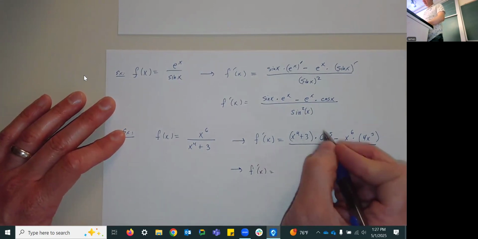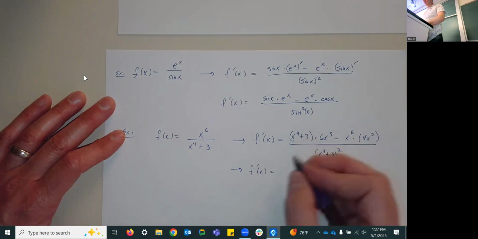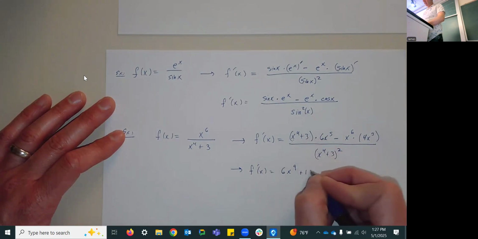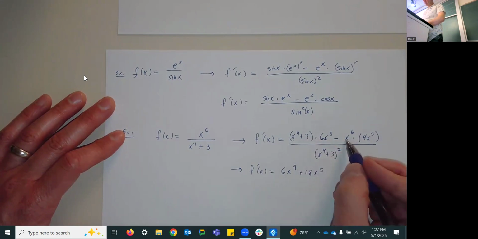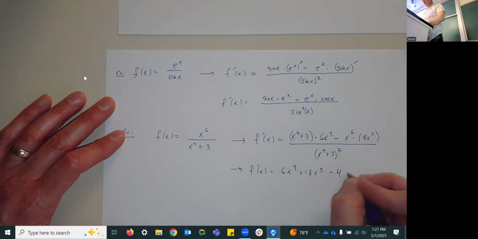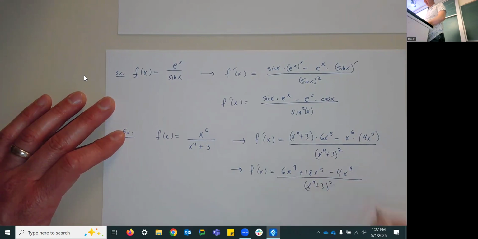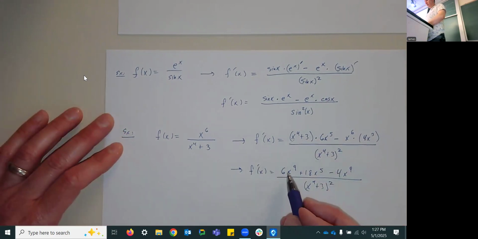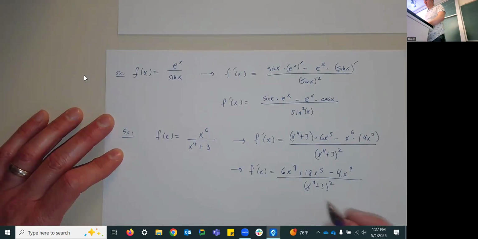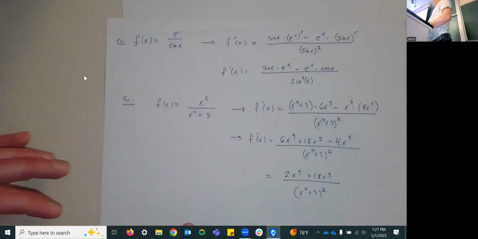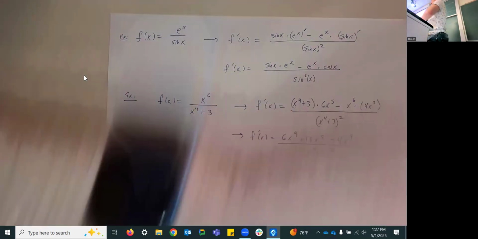We distribute the 6x to the 5th and we get 6x to the 5th times x to the 4th is 6x to the 9th. 6x to the 5th times 3 is 18x to the 5th. And x to the 6th times 4x cubed is 4x to the 9th. All divided by, I would not multiply at the bottom, x to the 4th plus 3 squared. And then finally, I could subtract 6x to the 9th minus 4x to the 9th is 2x to the 9th. So this is going to be 2x to the 9th plus 18x to the 5th divided by x to the 4th plus 3 squared. But more times than not, you're not going to be asked to simplify these expressions.